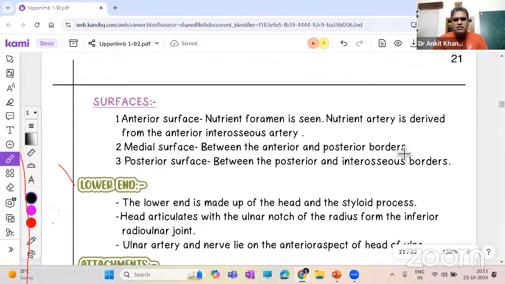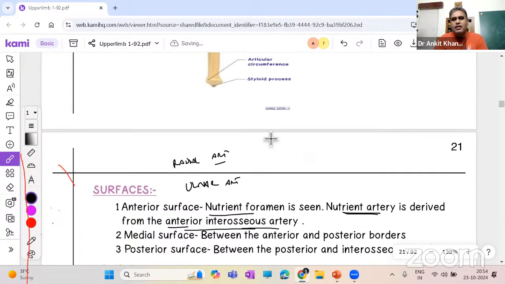Okay, now surfaces. Nutrient artery, do remember, nutrient artery is derived from the anterior interosseous artery, and this ulna is basically supplied by the ulnar artery, and radius was supplied by the radial artery. Do remember that also. What about this interosseous artery? Now, sometimes these things might confuse you, so let us take 1 minute over here to understand the artery.